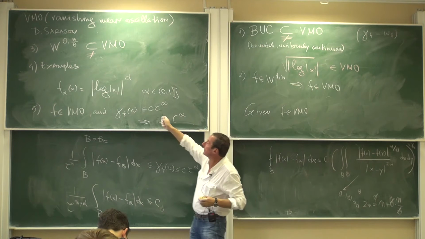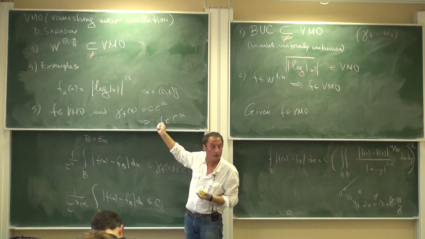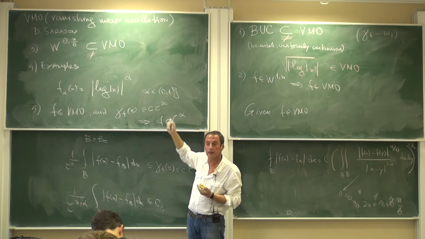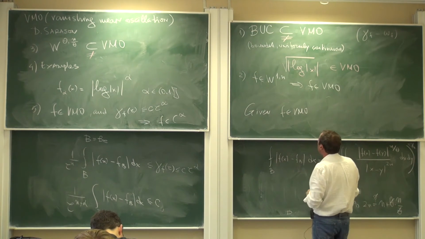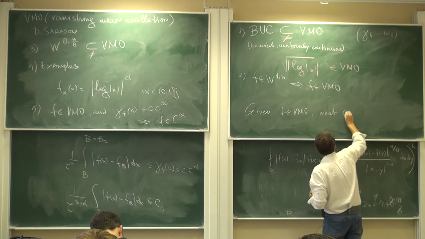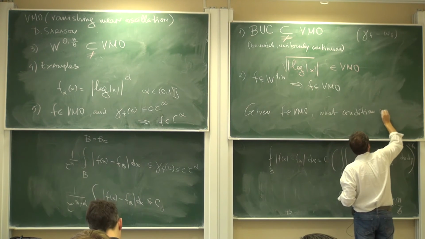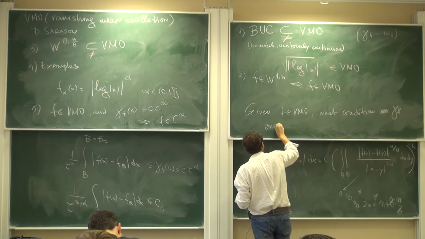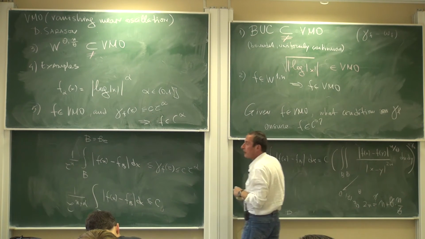So this is one condition, which gives you more, that the function is Hölder continuous. What about C0 here? What about the possibility to get only continuous functions? And so, given VMO, what conditions on the modulus of continuity ensure that the function is also C0?